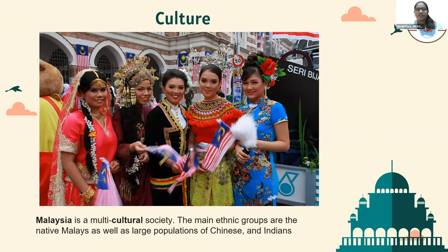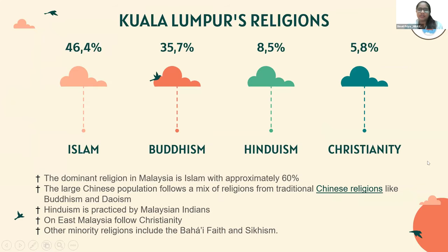Next, this is the culture. Malaysia is a multicultural society, so many different cultures are followed in the country. The main culture is Malay, which is the local Malaysian people. The other cultures followed are Chinese and Indian. The religions found in this country are divided mainly into 4 major religions, with Islam first. Islam is the dominant religion, and 60% of people follow Islam.